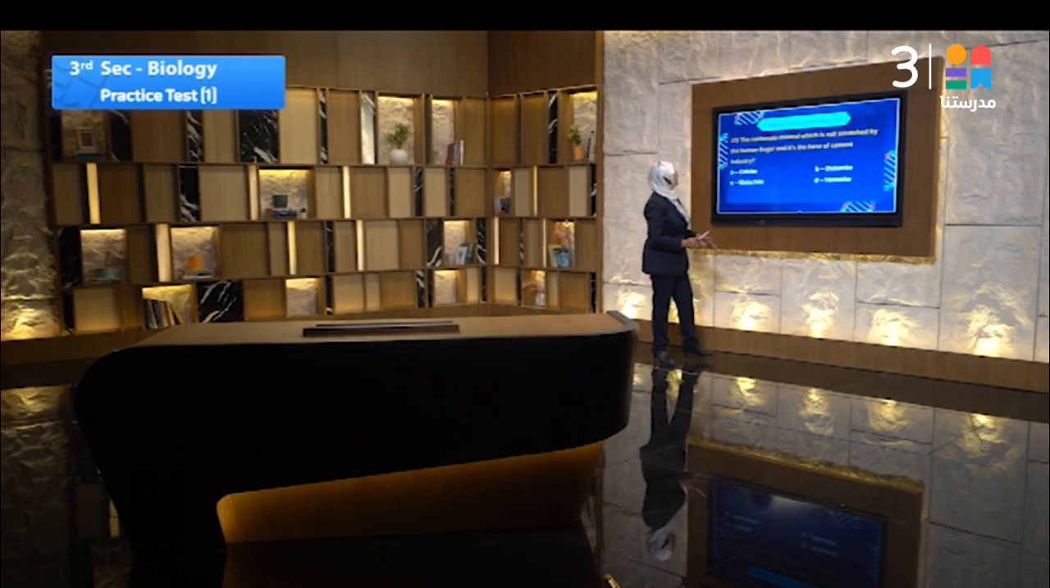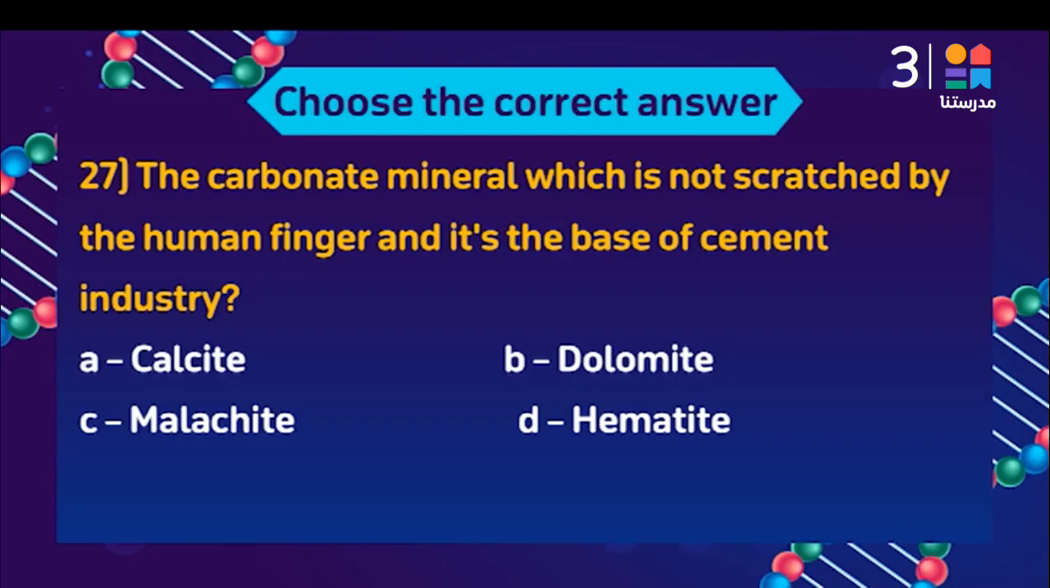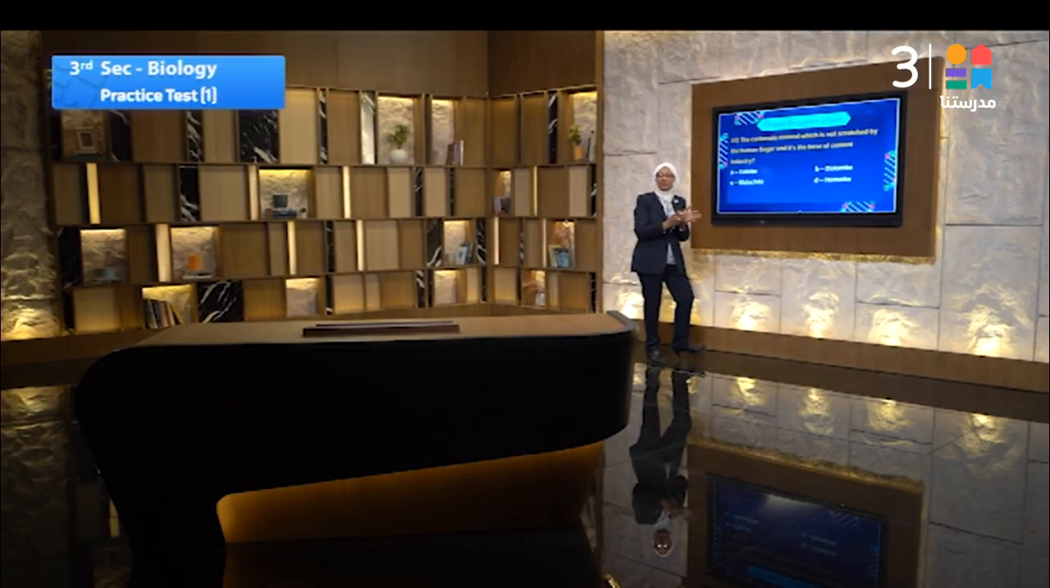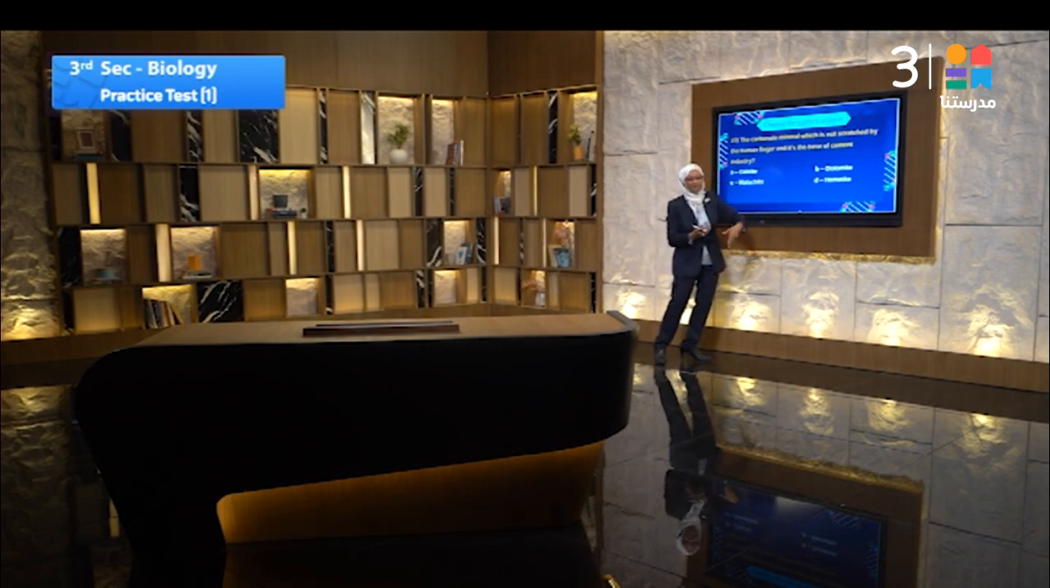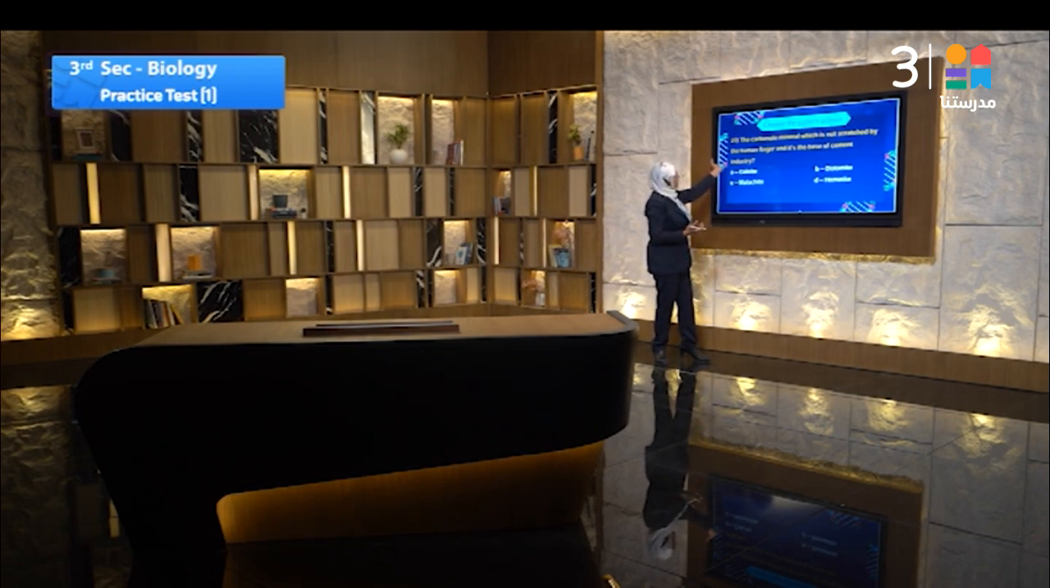Let's go to number 27. Number 27 is earth science too, geology. 27 speaks about the carbonate mineral. Carbonate minerals have many structures. Carbonate means their structure consists of carbonate, CO3, which cannot be scratched by the human finger. So it is not soft. And it's the base of the cement industry.